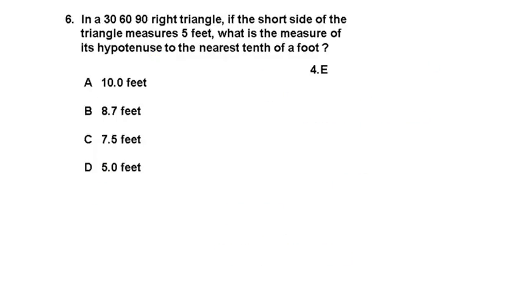Next, problem 6. In a 30, 60, 90 right triangle, if the short side of the triangle measures 5 feet, what is the measure of its hypotenuse to the nearest tenth of a foot? So if we just sketch out a 30, 60, 90 right triangle like this, and we're given that our short side here is 5. We want to find this hypotenuse on top.